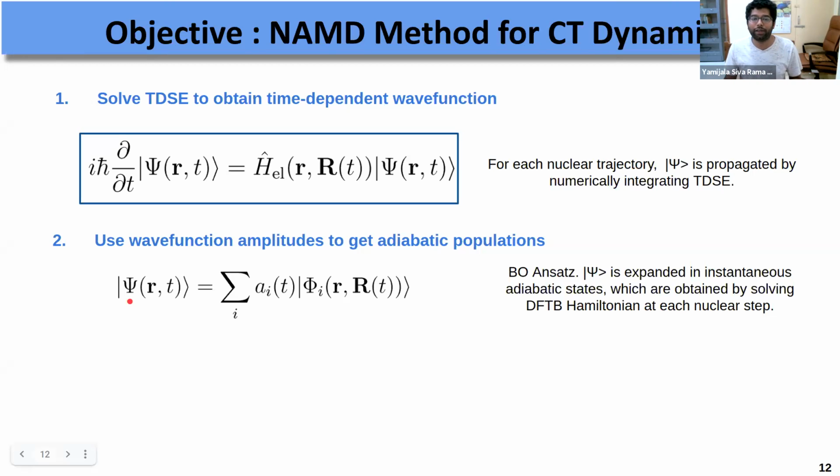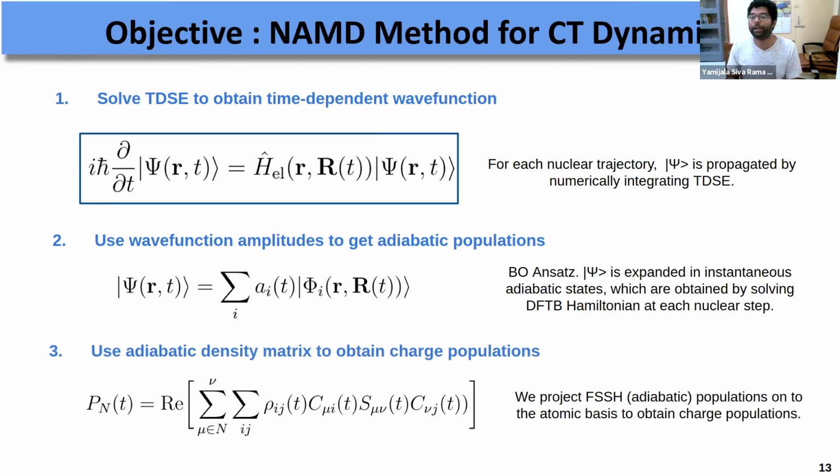Once you have the wave function, you can visualize these expansion coefficients as the components of the vector. These are the adiabatic populations, the state populations. Once you have these, you can project them onto the atomic orbitals to obtain what is known as the charge population. So this is the procedure that we have implemented.